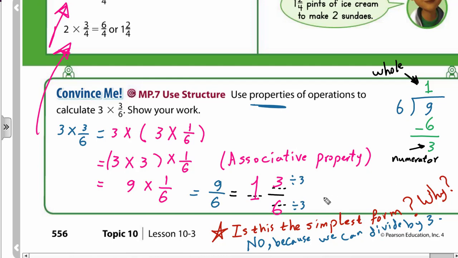Okay. So the whole one, what should I do? As it is, right? And continue. 3 divided by 3 equals 1, and 6 divided by 3 equals 2. Excellent. Thank you, my hero. So this is the simplest form. Thank you, Nader. Great work, my hero.